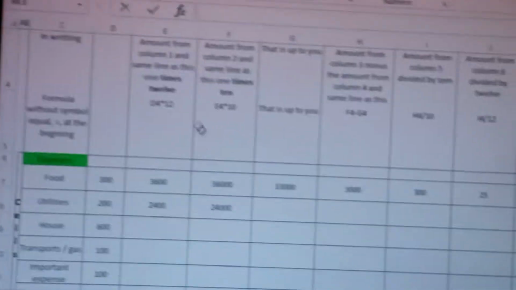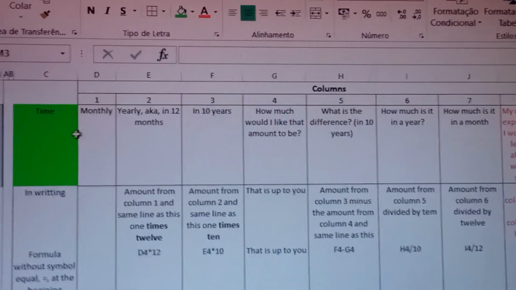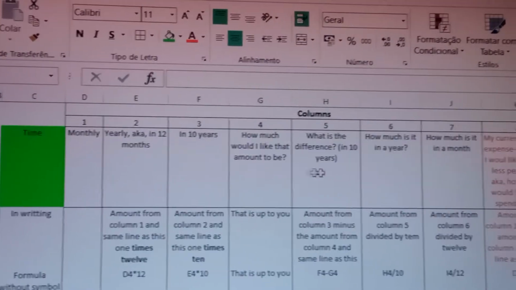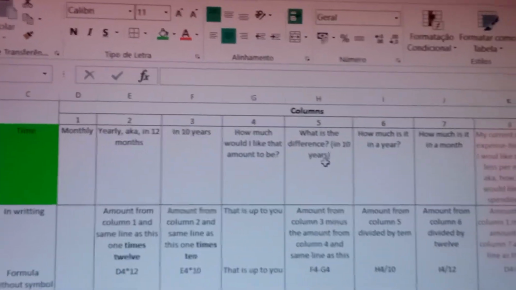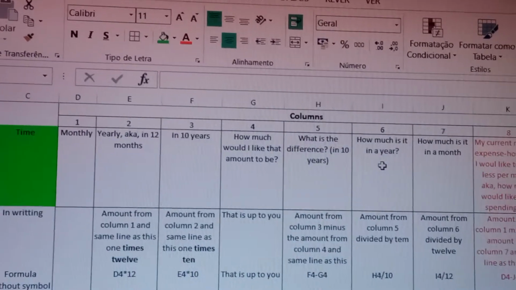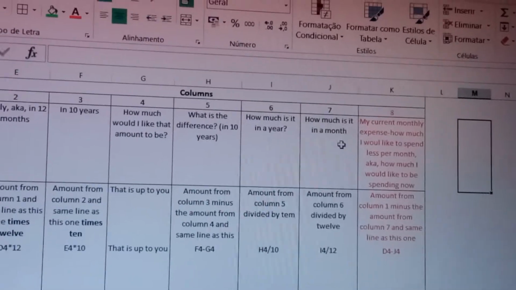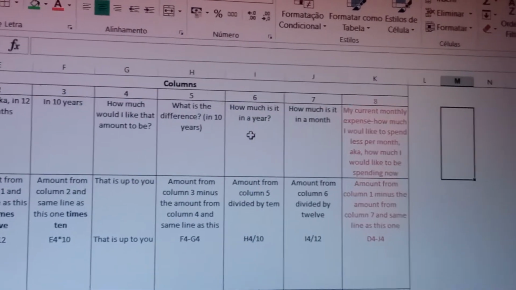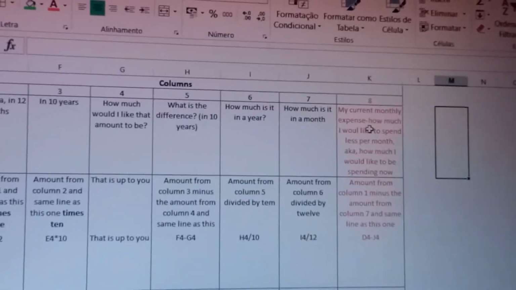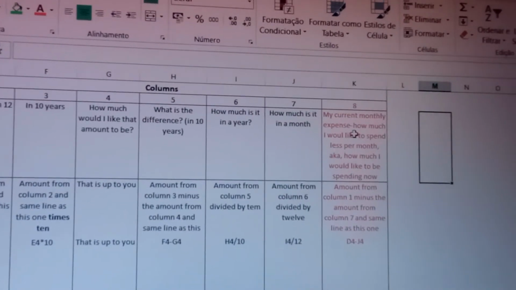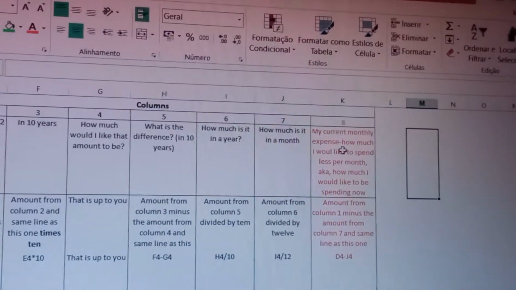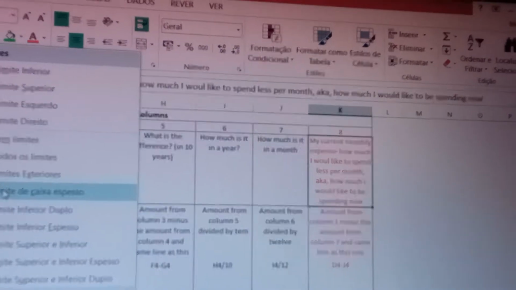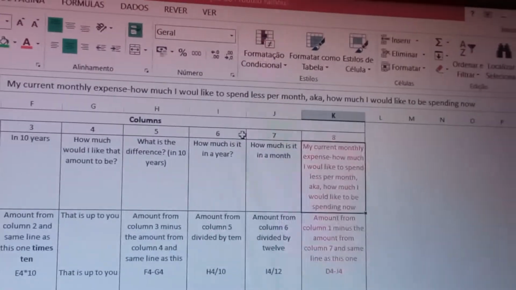Now, the questions in time are here: monthly, in 12 months, in 10 years, how much I would like it to be, what is the difference, and the result will be given to me in 10 years, so I need to reduce it to 1 year. That's why I have here the question, how much is it in a year? Then how much is it in a month? So I have to reduce it to a month, and a year is 12 months, and the result is how much I would like to be spending right now. This really is the holy grail from this. This result is what we really want.